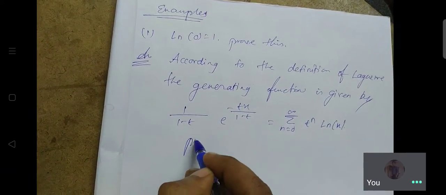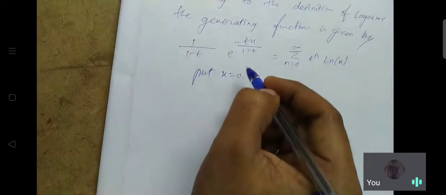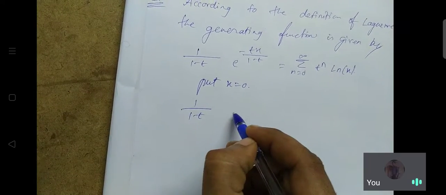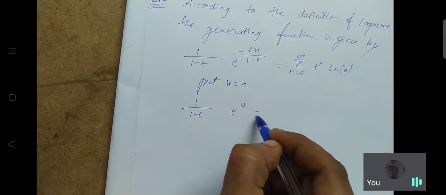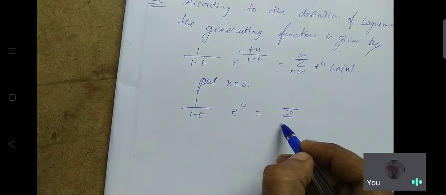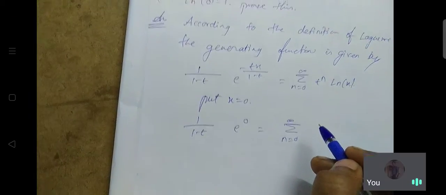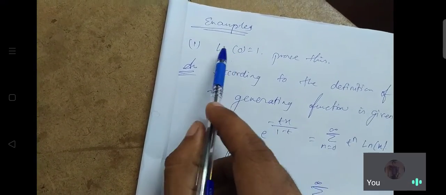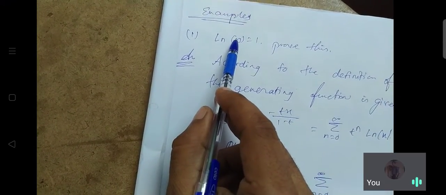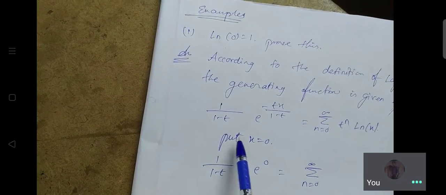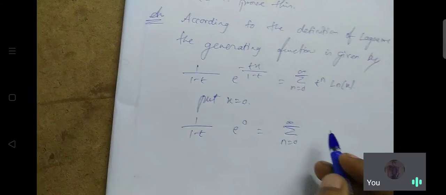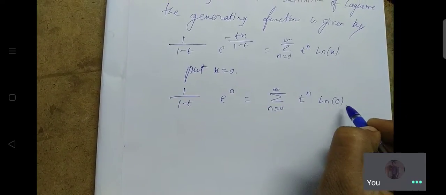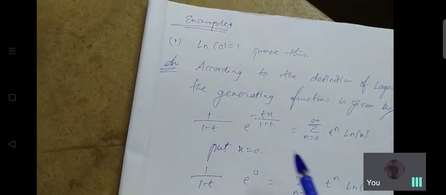Okay, put x is equal to 0. So 1 over 1 minus t into e power of 0, which is equal to 1. So summation n is equal to 0 to infinity. Why did we keep x is equal to 0? Because for Ln of 0 we have to keep x is equal to 0. That's why we are substituting x is equal to 0. t power n into Ln of 0.